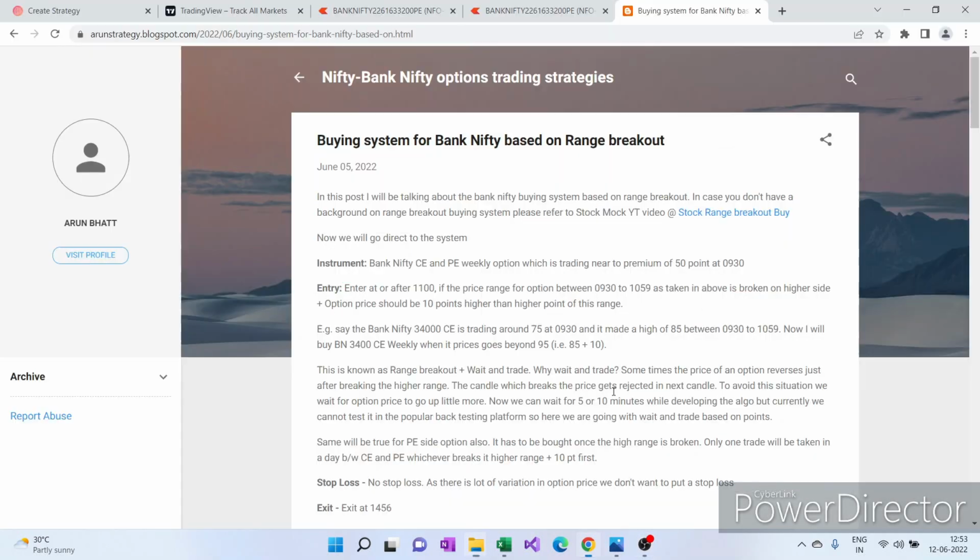Hi friends, so today we'll talk about the buying system for Bank Nifty based on the range breakout. Before we talk about how it can be coded in TradeTron, we'll see how it works and what the pitfalls of a buying system are, and then we'll see the TradeTron coding.